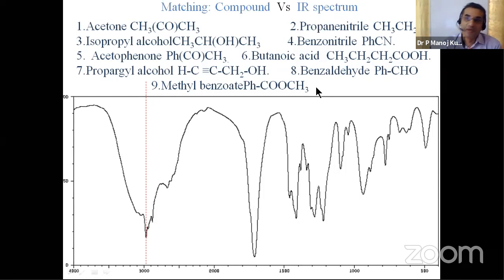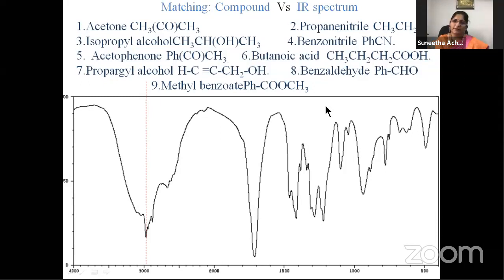Maybe I can add some clues. You can see it around 3000. Then this particular band you can never miss in the spectrum. We got the answer. Somebody has given the answer acetone. Somebody has given the answer propargyl alcohol.